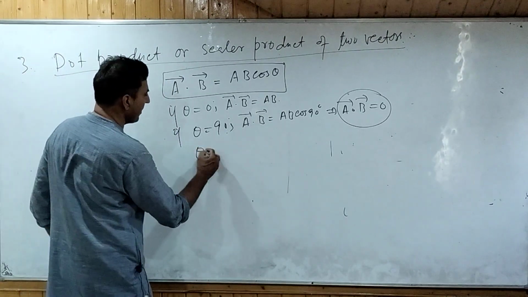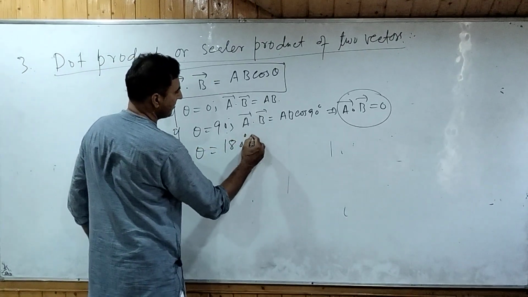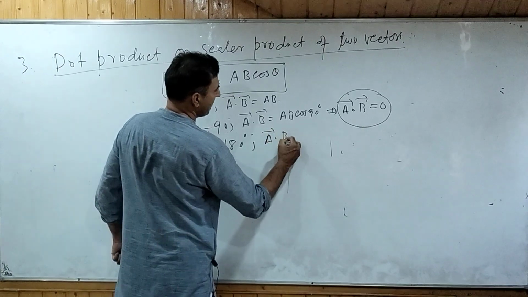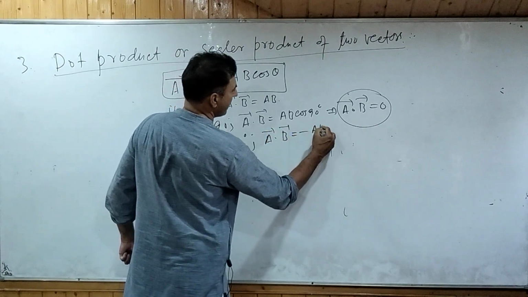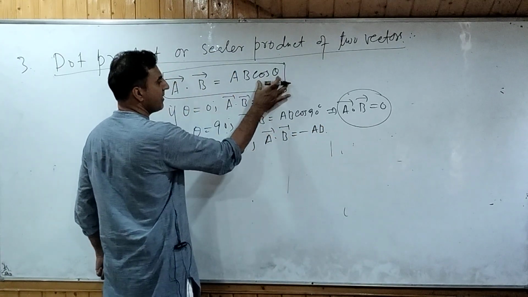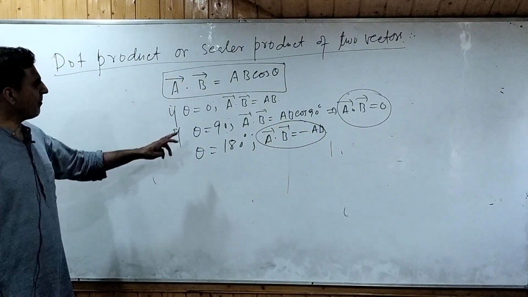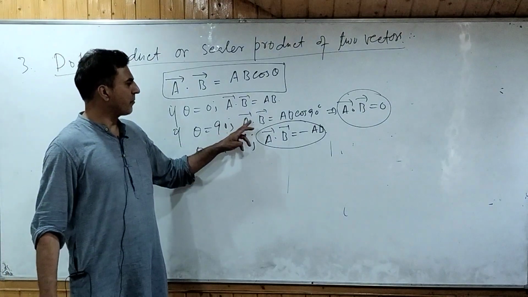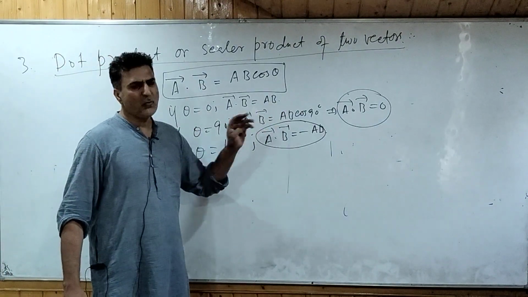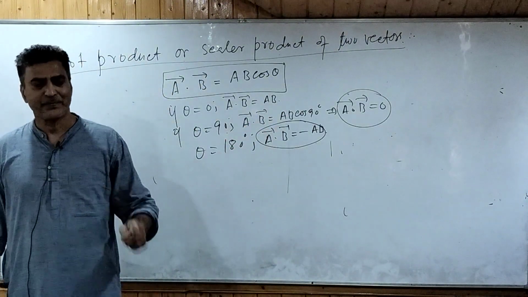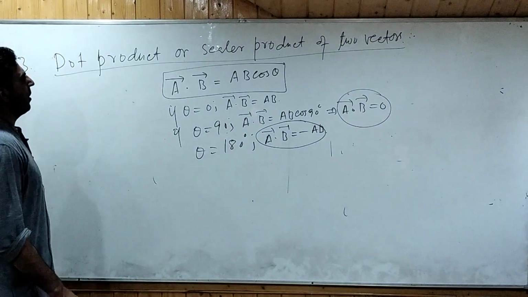If theta is 180 degrees, then A dot B is what? Then A dot B is minus AB. Why? Because cos 180 is minus 1. So these three things you need to remember. But one important thing is that if the dot product of two vectors is 0, then the two vectors have to be normal to each other. Okay, this is one part.